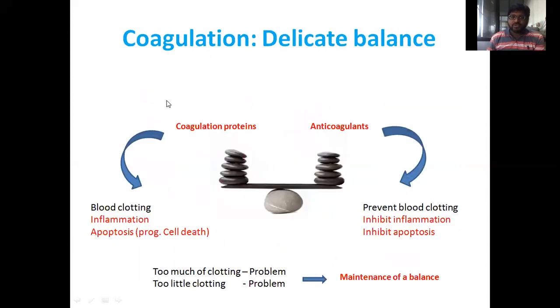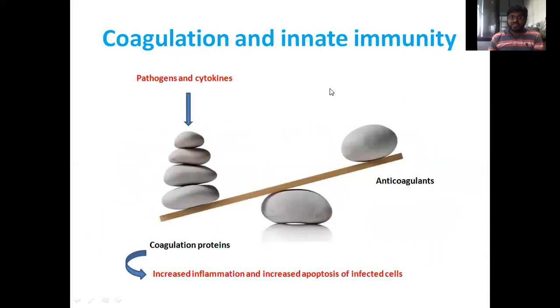Coagulation is a delicate balance, because coagulation proteins promote blood clotting, inflammation, and apoptosis, while anticoagulants prevent blood clotting, inhibit inflammation, and inhibit apoptosis. So coagulation and anticoagulation both have distinct features. Coagulation and the innate immunity.